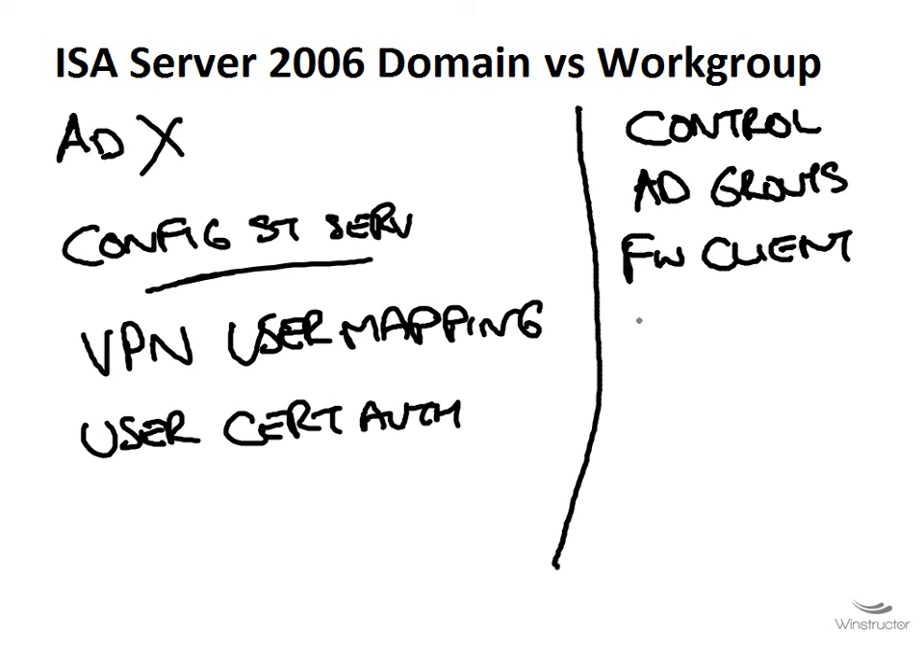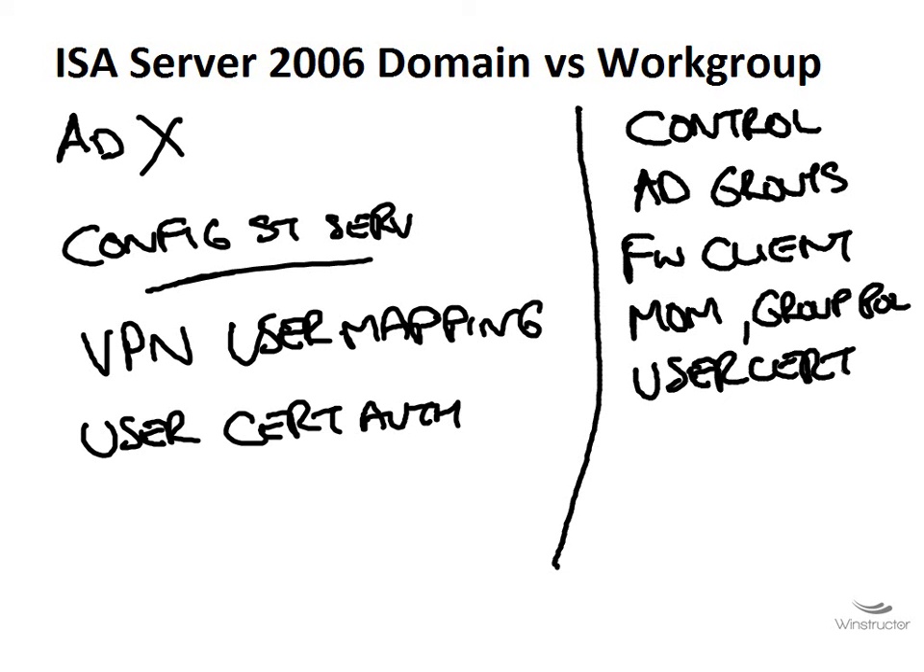Plus, when we work with a domain model, we could also use management tools, things like MOM. We can use things like group policy and, of course, user certificate authentication. Now, it wouldn't be fair if we didn't go over the disadvantages of a domain model. But in all honesty, I can really only think of one disadvantage. And that's this. If our firewall is somehow compromised, then Active Directory might also be compromised. Okay, well, that's true.